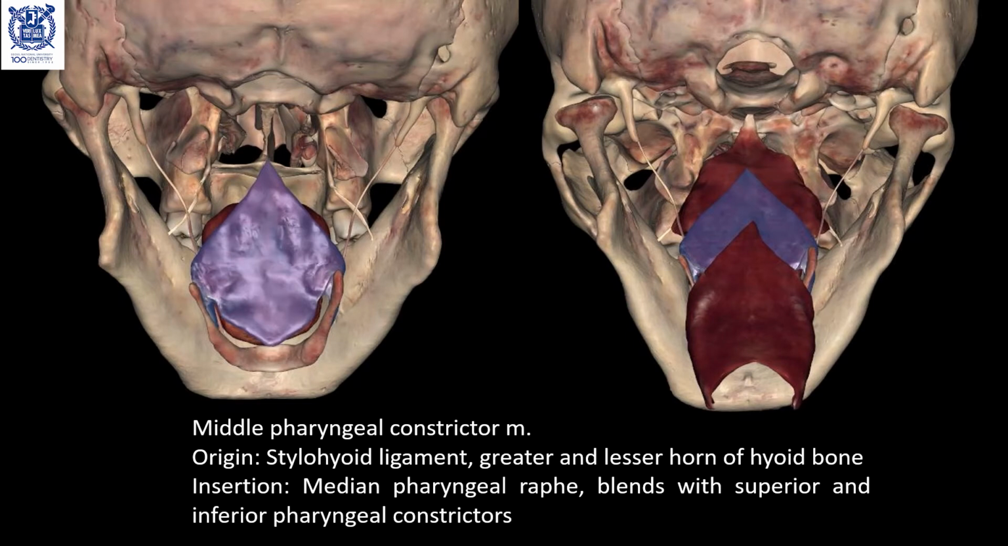It is supplied by the ascending pharyngeal artery, and it is innervated by the pharyngeal plexus of the vagus nerve, as I said. As soon as the bolus of food is received in the pharynx, the elevator muscles relax and the pharynx descends, and the constrictor contracts upon the bolus and conveys it downward into the esophagus. It is the same as the superior pharyngeal constrictor muscle. And the middle pharyngeal constrictor muscle has a respiratory mechanical effect.